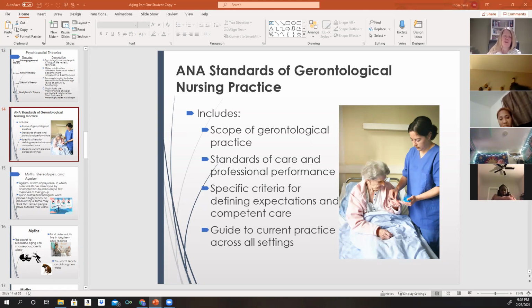And then professional performance. What are our expectations professionally with taking care of the geriatric population? They develop specific criteria for defining expectations and competent care, and they have created a guide to current practice across all settings when dealing with this population.